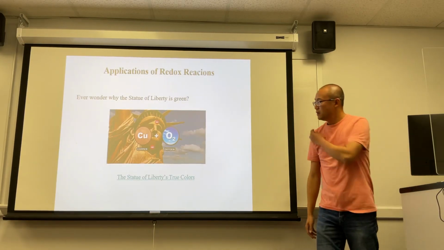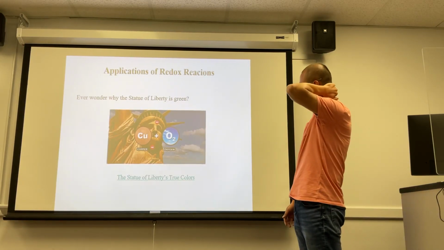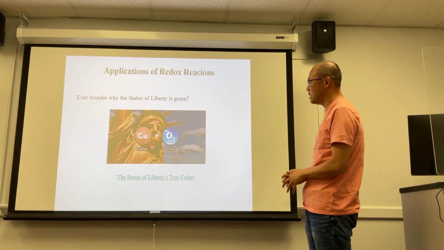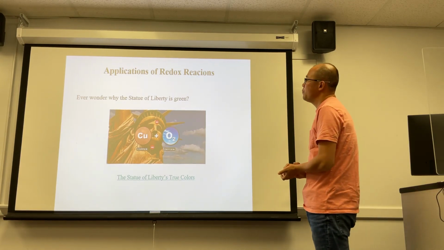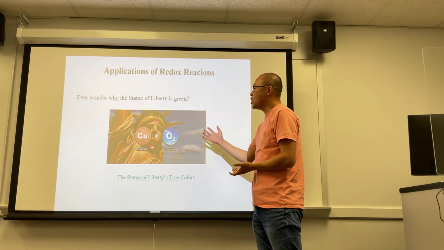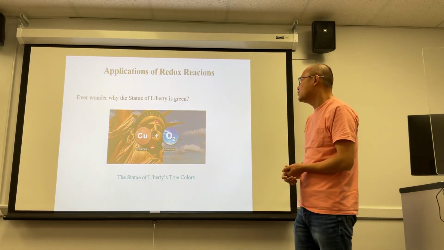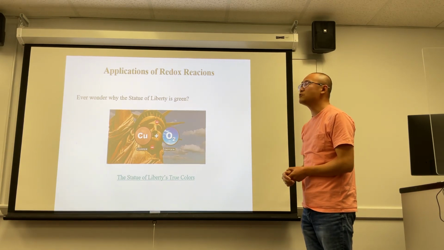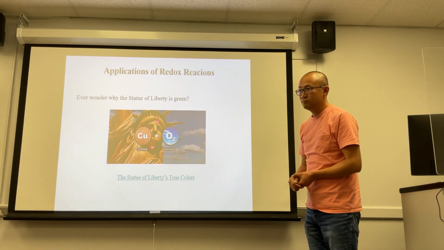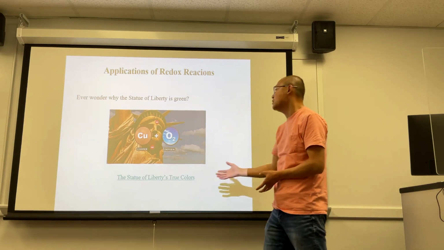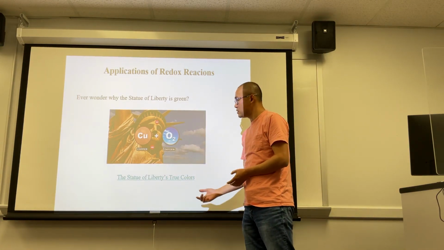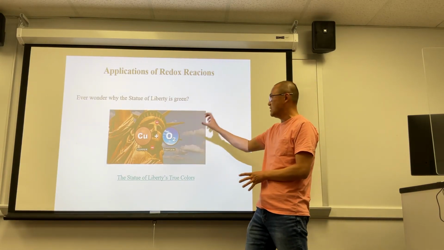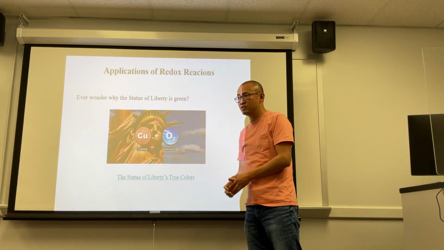Here is a link showing you the process of the Statue of Liberty turning green. You can study and play with the link, watch some more readings. This process is actually also a redox reaction. What happened is copper is being oxidized and oxygen is being reduced. The green stuff is copper oxide deposited on the surface of the Statue of Liberty.